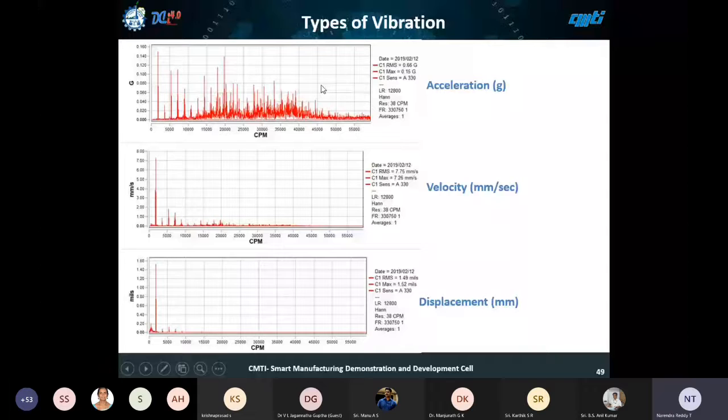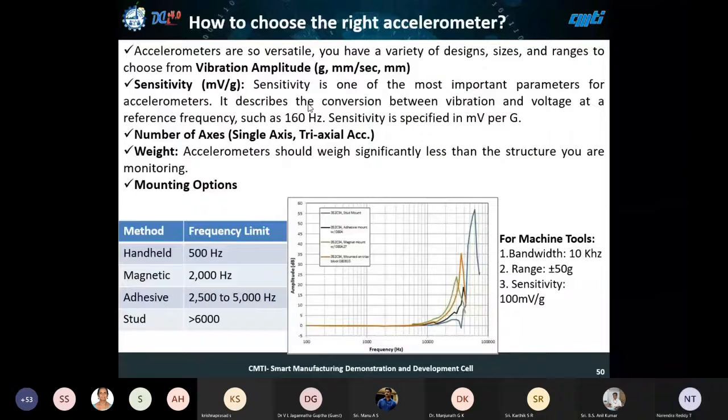And then how to choose the right accelerometer. You need to know your requirement, what range you are looking at, and the sensitivity of the accelerometer plays an important role. Then whether you want single axis, 2 axis or 3 axis; generally you get single axis and tri-axis. The weight of the accelerometer is also important. For structural requirements, the weight is a very important criterion, otherwise the weight of your sensor will in turn change the results.